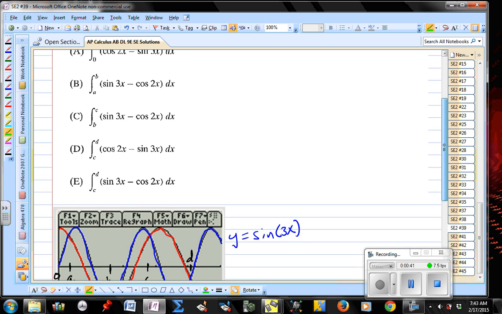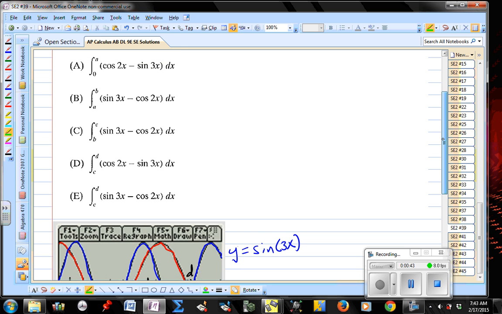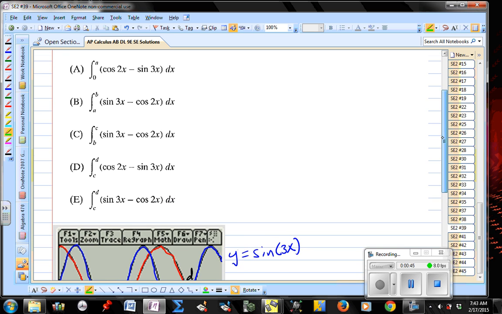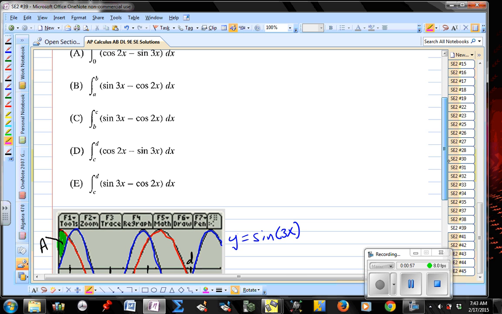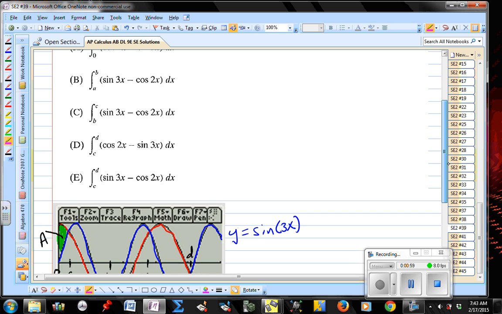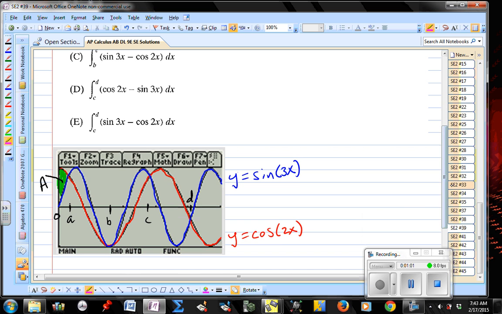In option A, they're talking about the integral from 0 to a of the cosine graph minus the sine graph. So that'll be represented by this green shaded region right here. Now in part B, they're talking about the integral from a to b of sine minus cosine. So this is going to be represented by this pink shaded region.